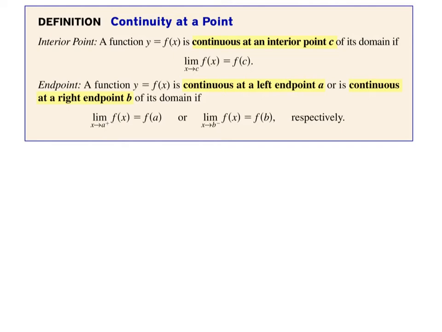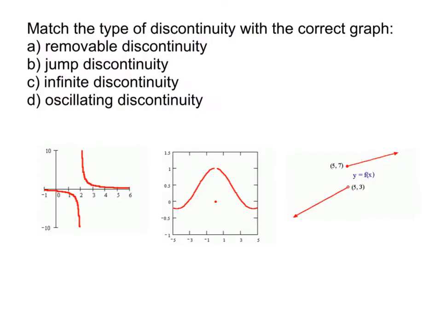Okay, next. I want you right now to hit pause and match. I know there's only 3 graphs and there's 4, so you're going to have 1 left over. Match the graphs with the correct type of discontinuity. Hit pause.